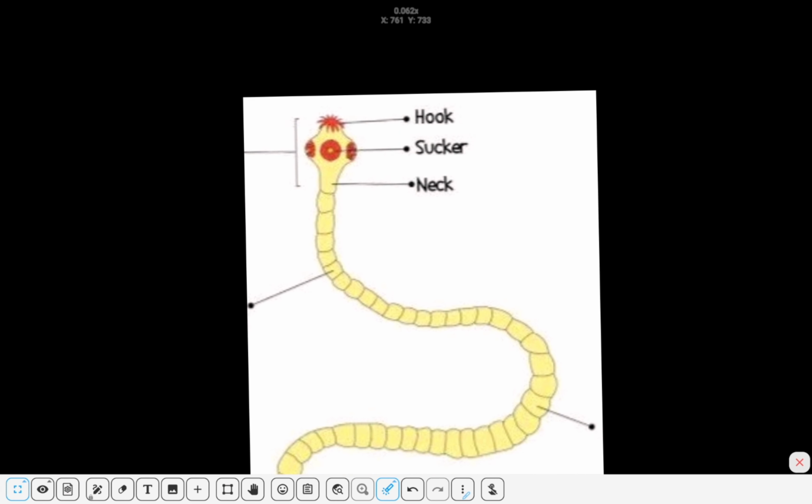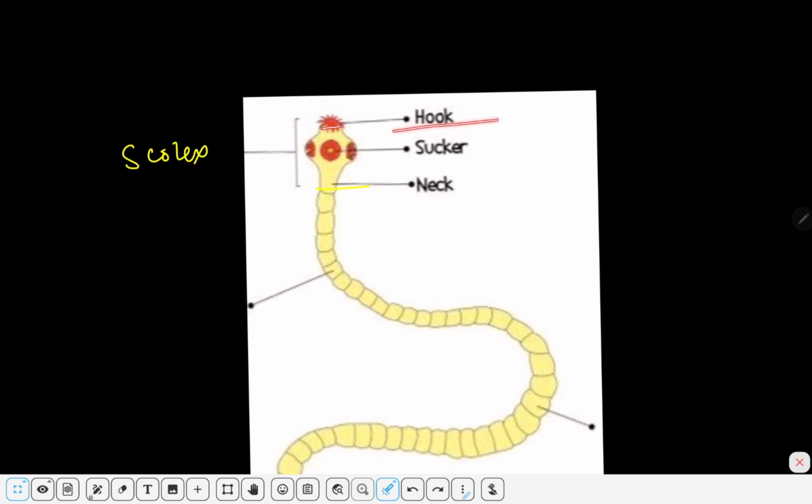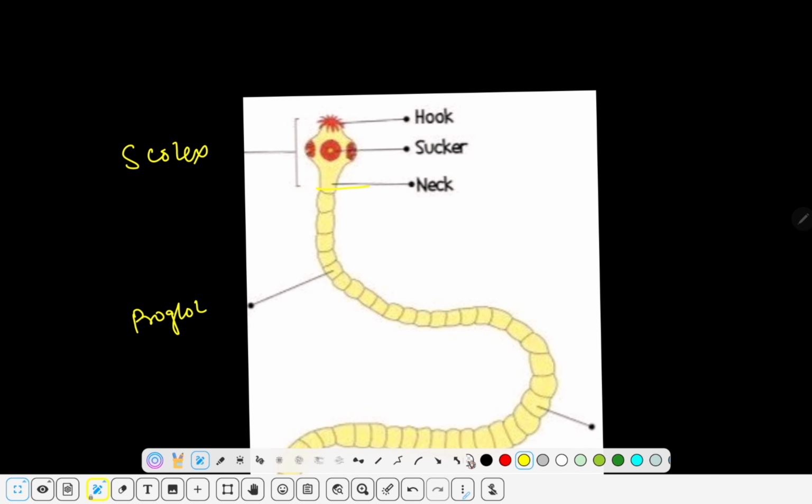As we can appreciate here, there is a diagram of Taenia saginata or Taenia solium. This is the head region. This whole head region is called the scolex. In the head region, there are hooklets and suckers, and this is the neck. There are proglottids, and this is also proglottids.